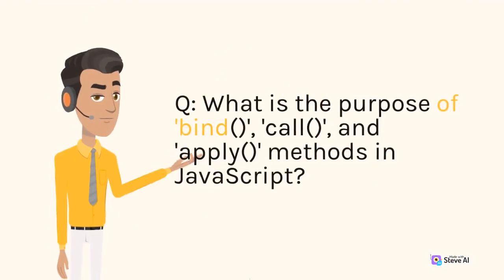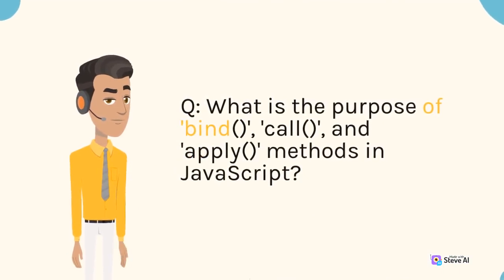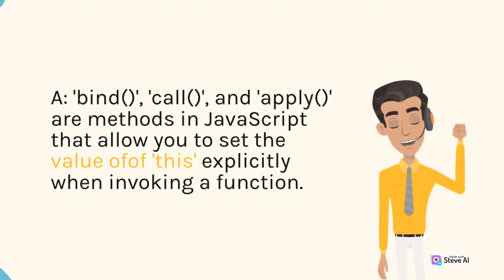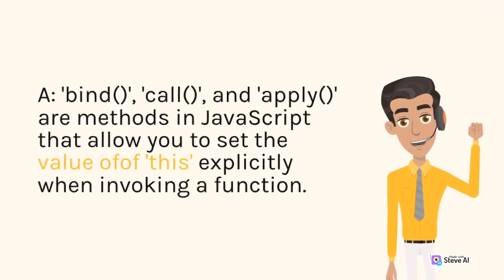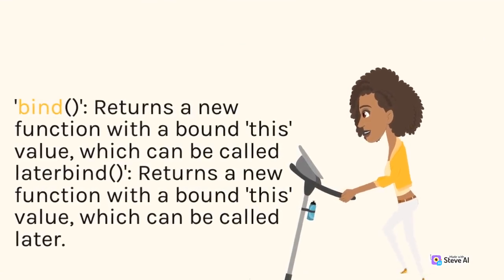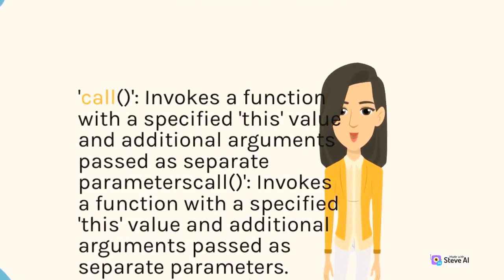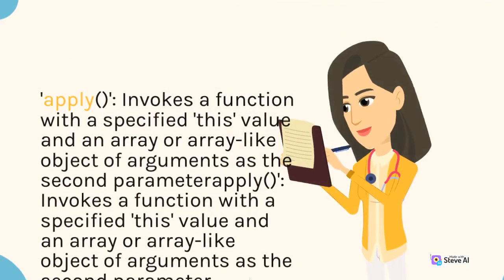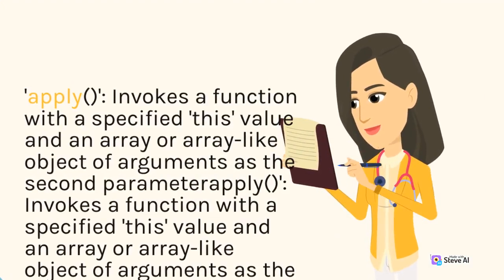Q. What is the purpose of bind, call, and apply methods in JavaScript? A. Bind, call, and apply are methods in JavaScript that allow you to set the value of this explicitly when invoking a function. Bind: returns a new function with a bound this value, which can be called later. Call: invokes a function with a specified this value and additional arguments passed as separate parameters. Apply: invokes a function with a specified this value and an array or array-like object of arguments as the second parameter.